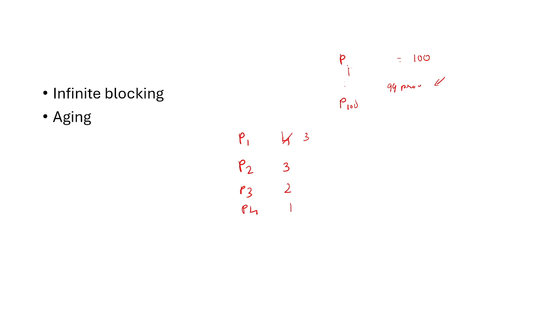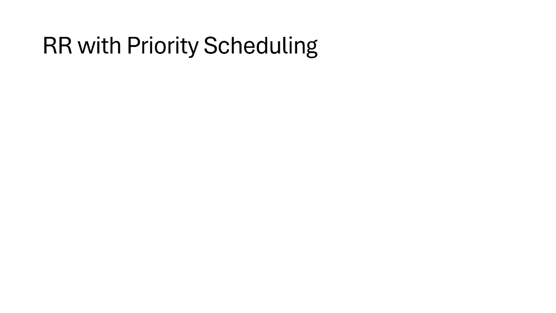So at some point of time, the low priority task will also get the CPU by improving its priority. Next one, round robin with priority scheduling. Here, in round robin, you also need to consider that we have added the priority.